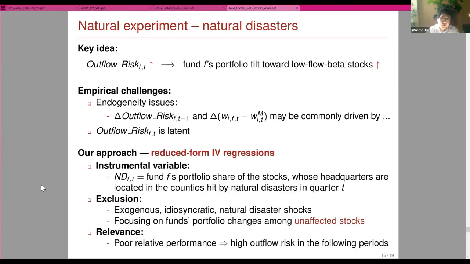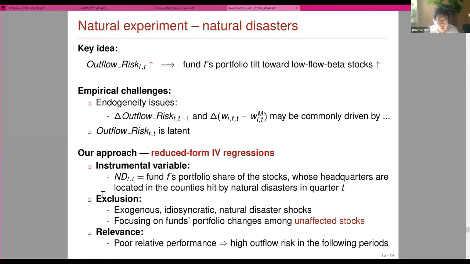So how do we do this? Our approach is to use reduced-form regressions. First, we need to find an efficient, powerful IV. The IV we use is the fund's portfolio share of stocks whose headquarters are located in the counties hit by natural disasters in quarter T. So basically we look at all the funds in each quarter T. If this ND_F,T is higher, it means a larger fraction of the fund's holdings was actually hit by natural disasters in that period.